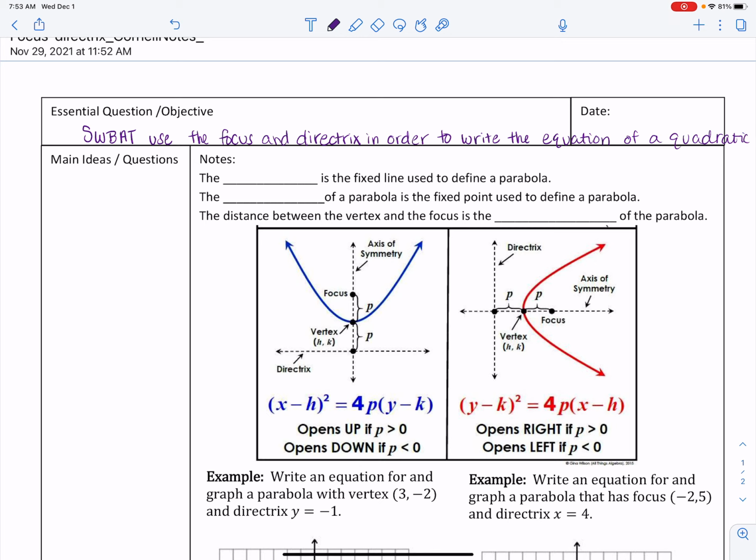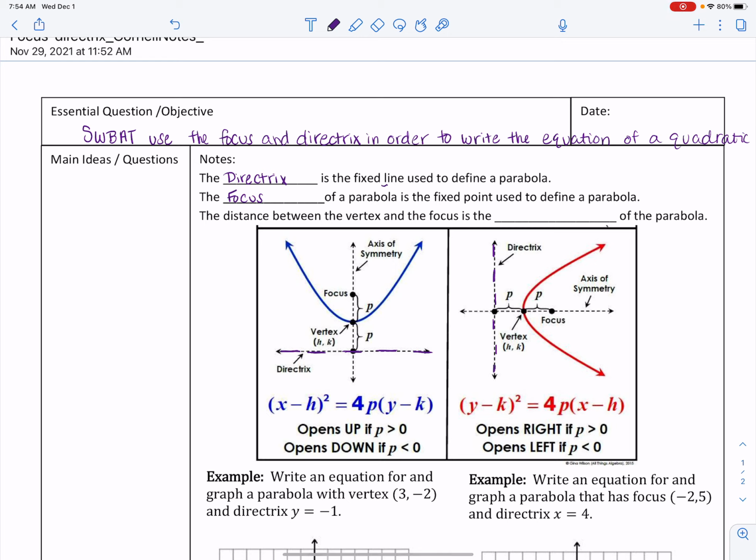So the first thing we need to know is what a focus and what a directrix is. The directrix is a fixed line used to define the parabola. So the directrix is this line that sits outside of the parabola. If your parabola opens up or down, it's going to either sit below it or on top of it. If your parabola opens left and right, the directrix is going to sit to the left of it or to the right of it.